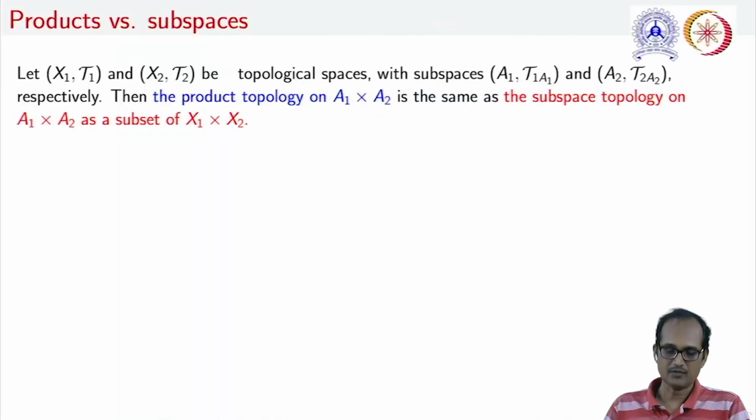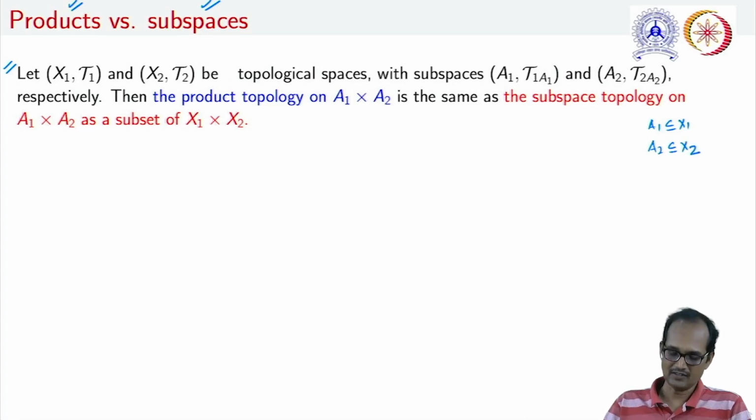Moving ahead, we have seen two concepts for the creation of a new topology. One is the concept of products and the second is the concept of subspaces. Let us try to think about some relationship between these two concepts. The relationship is stated as under: if we have two topological spaces (X1, τ1) and (X2, τ2), and let us take subspaces A1 with the relative topology on it and A2 with the relative topology on it. It means that we are taking A1 as a subset of X1 and A2 as a subset of X2.